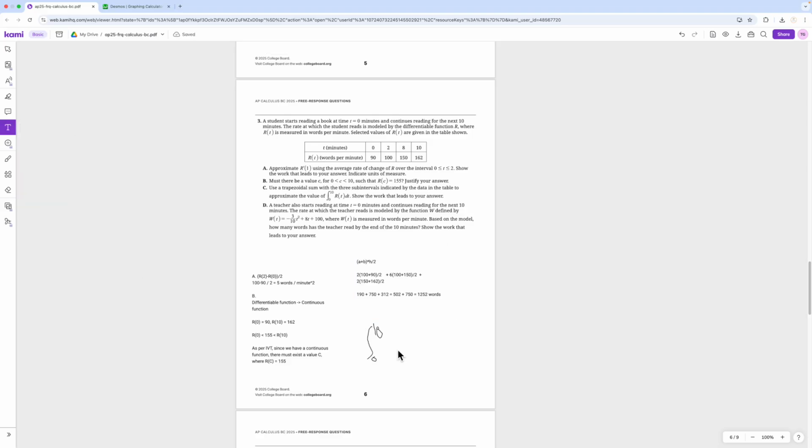Our function is going to be right here, which is negative 3 over 10 t squared plus 8t plus 100. Now what is the antiderivative of this? The antiderivative of this is going to be t cubed divided by 3. That gives us negative t cubed plus, that's going to be t squared over 2. So we're going to get 4t squared plus 100t.